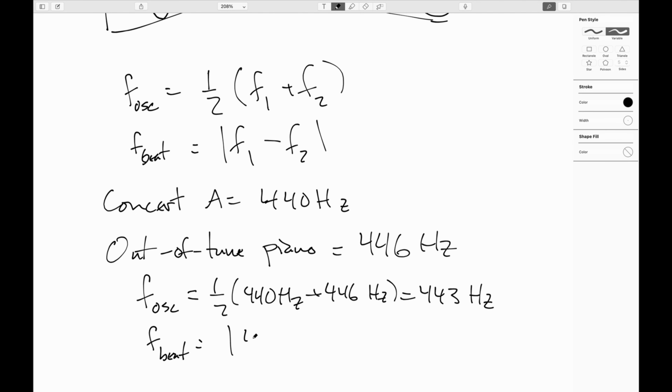That will be equal to the absolute value of 440 hertz minus 446 hertz, or 6 hertz. So that's a pretty substantial warble. It's going to be like whoa, whoa, whoa, like that. And so the tuner's going, man, you should have called me in a lot sooner.